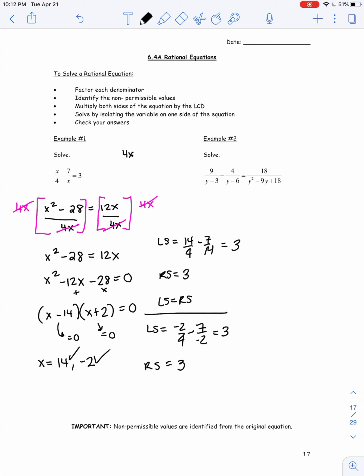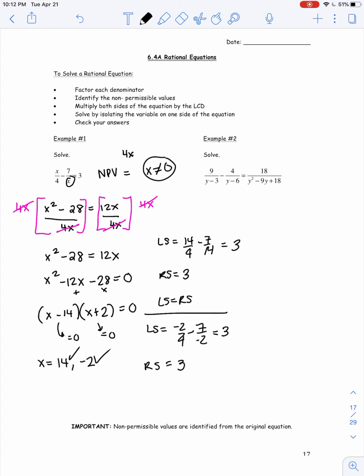Now we also want to check the non-permissible value. Since we don't have a division, it's just the denominators that we're looking for. The only variable we have in a denominator is this one right here, where x is not allowed to be 0, because if that is 0, then the whole equation doesn't exist. So that's your non-permissible value.